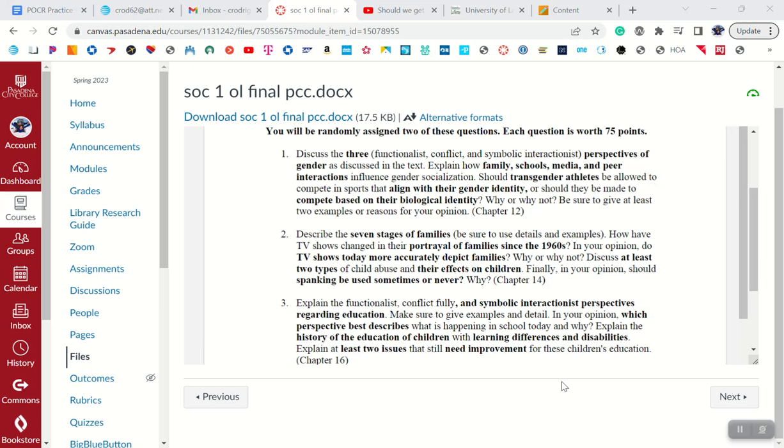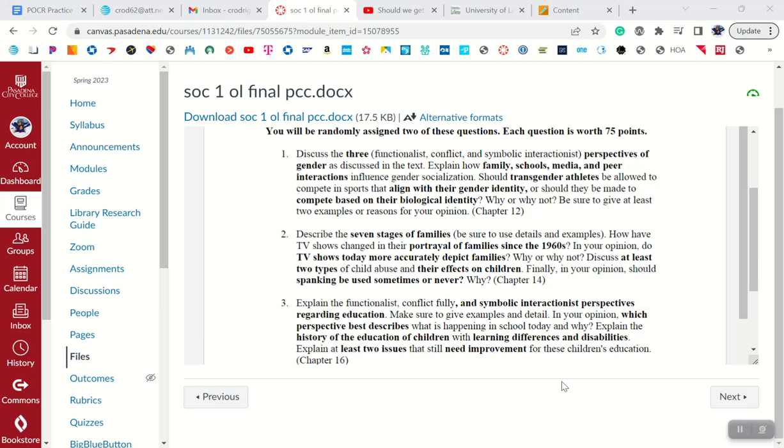You have been in K through 12 education. Some of you more recently, some of you it's been a while, but you've experienced K through 12 education in the U.S., whether it was private or public education. You experienced it. What do you think is happening in schools today in terms of, is it the functionalist perspective that best explains what's happening? Is it the conflict perspective that best explains what's happening? Is it the symbolic interactionist perspective that best explains what is happening? Maybe you think it's a combination. That's fine too. Just explain why you're reaching your conclusion, how you reached it.